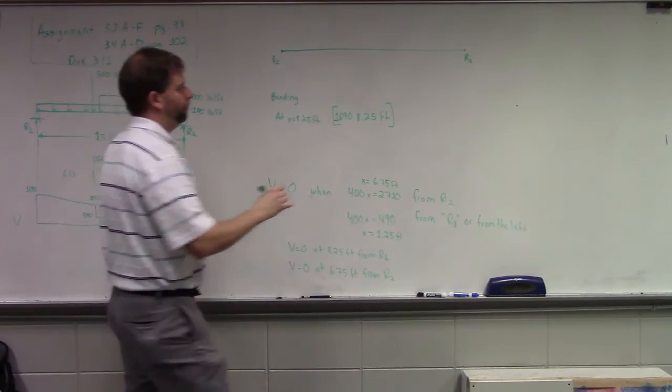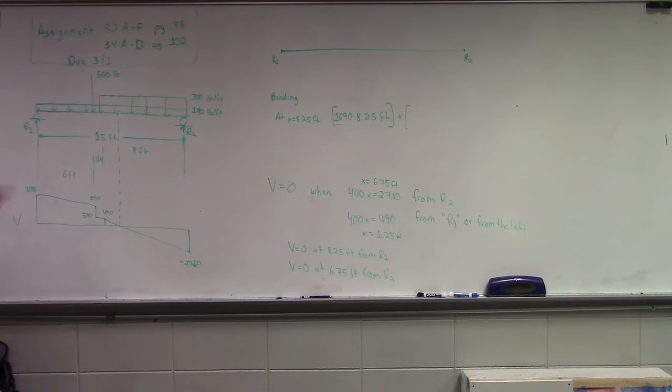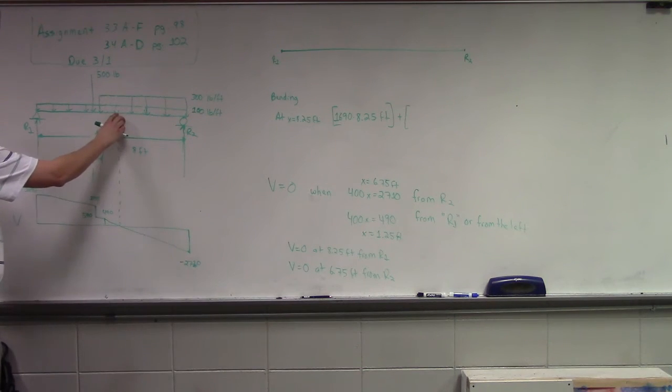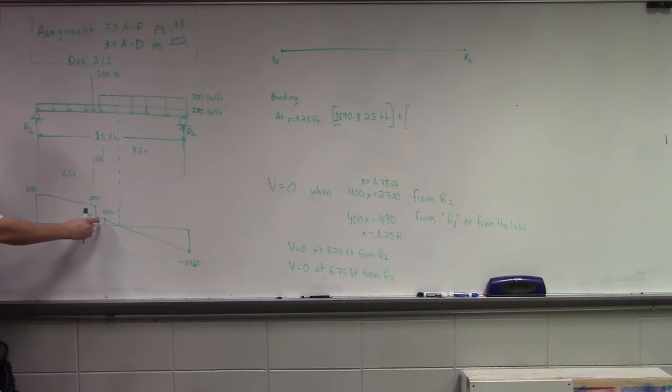Okay, 500 times 8.25. Now we have to be careful. How far away is this 500-pound force from this point? 8.25 minus 6, that's 2.25. Yeah, 2.25. Why do you think it's 2.25, Kurt? Because that's where the shear comes to 0 from. Yep, it's 1 foot from here to the start of our 300 pounds per foot, and then from here to the point where shear equals 0 is 1.25 feet.